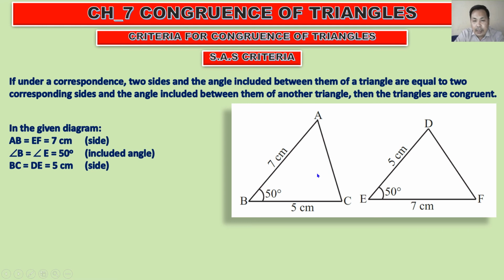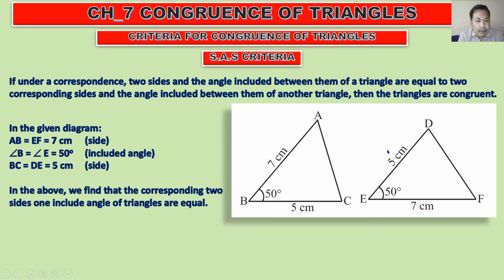That means when these three conditions are found to be equal to one another, then we can say that the given triangles, triangle ABC and triangle DEF, are congruent. In the above we find that the corresponding two sides and one included angle of a triangle are equal to one another. Therefore triangle ABC is congruent to triangle DEF by SAS criteria.